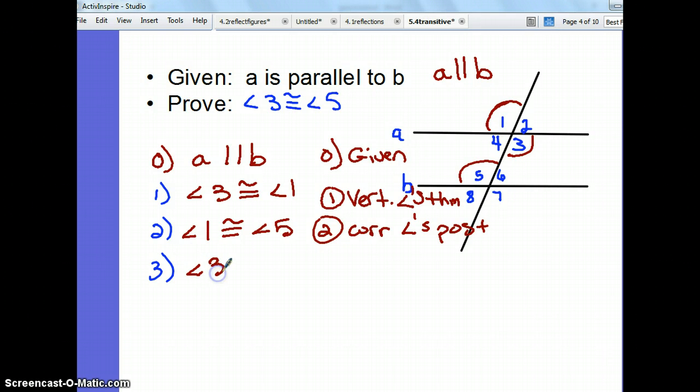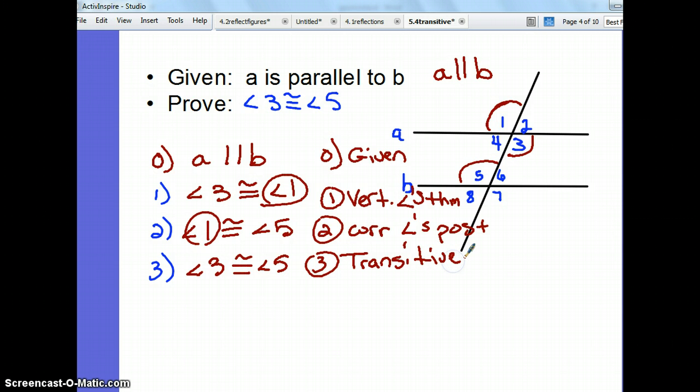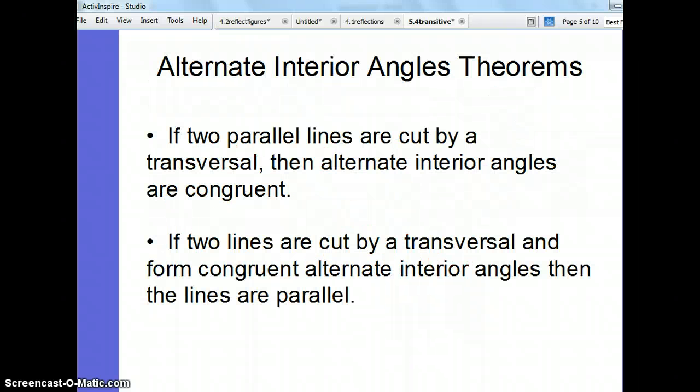So our third and final step here is that angle 3 is congruent to angle 5 because they are both congruent to angle 1. That is our transitive property. And this time we're going to say transitive property of congruence. So there's a 3-step proof using things that we've already used: the vertical angles theorem, the corresponding angles postulate, and the transitive property. And we just proved this new theorem.